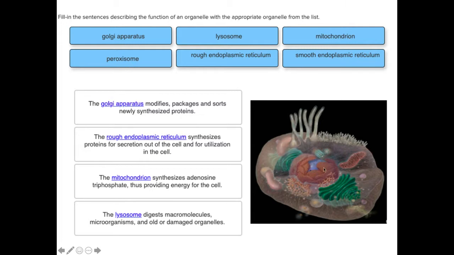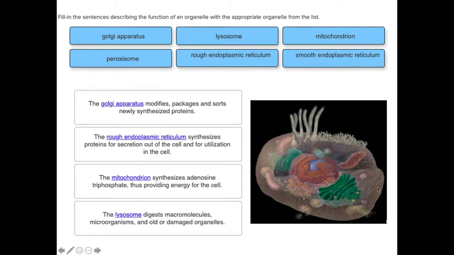So there's so many other structures like the nucleus, the nucleolus, cilia, microvilli, cell membrane, lysosomes. There's so many different structures, but you do have to know to identify them and what their functions are. So the Golgi apparatus is going to modify and package newly synthesized proteins, but the synthesized proteins are actually produced by the rough endoplasmic reticulum. They synthesize the proteins for secretion out of a cell and for utilization within the cell.